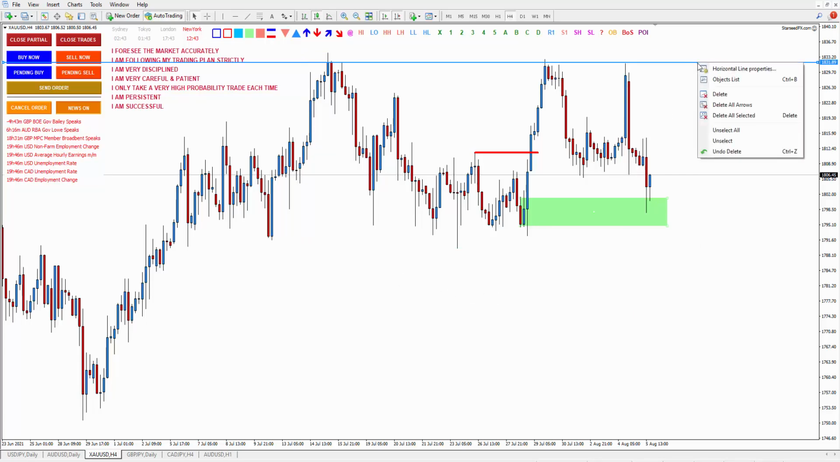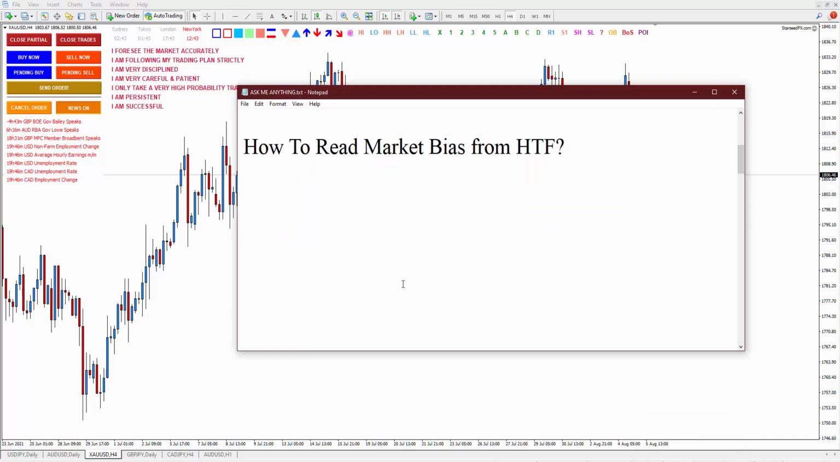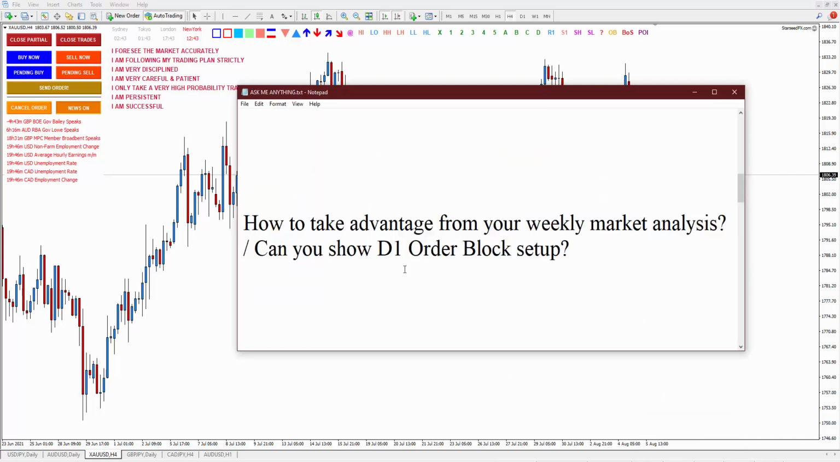The key in general is just to look for the last breakout. Is it a break above or a break below? Now let's continue to the next question. How to take advantage of your weekly market analysis? Can you show the one order block setup?